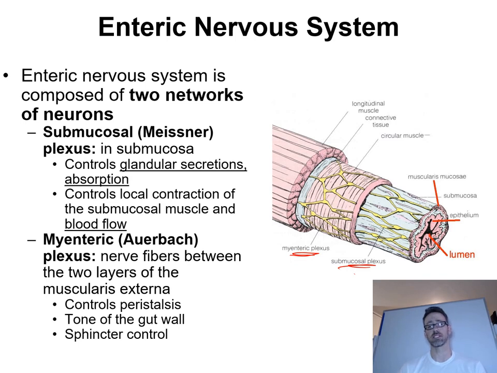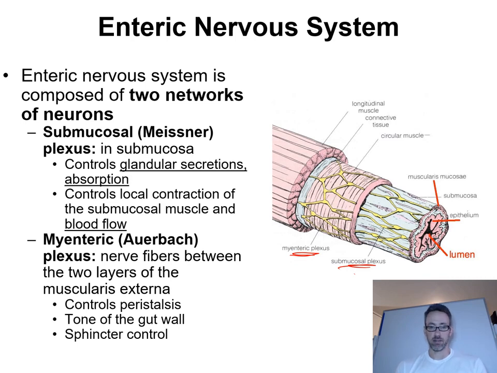So what happens is the sympathetic and parasympathetic modulate its activity. It's similar to what you see in the heart, where you could disconnect them and the heart continues to beat, but we need the sympathetic and parasympathetic to modulate its activity. So again, there's the submucosal plexus, which is sometimes referred to as the Meissner plexus. And that controls glandular secretions and absorptions, which makes sense given its location in the submucosa. And it also controls local contraction of the submucosal muscle, and of course blood flow, since the submucosa has a lot of the larger blood vessels.